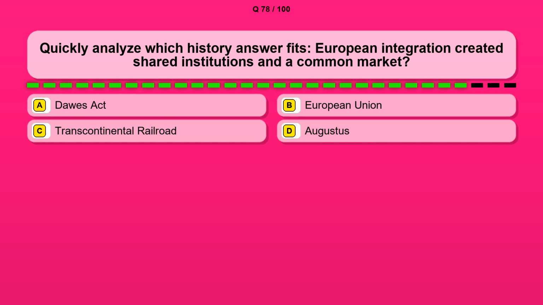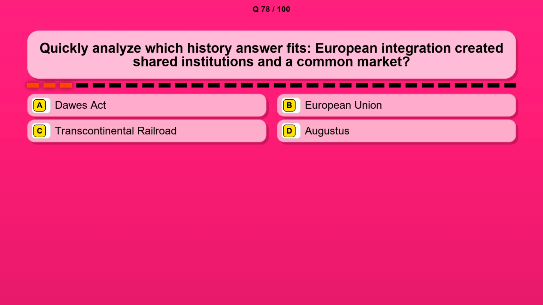Question 78. Quickly analyze which history answer fits. European integration created shared institutions and a common market. Option A, Dawes Act. Option B, European Union. Option C, Transcontinental Railroad. Option D, Augustus.